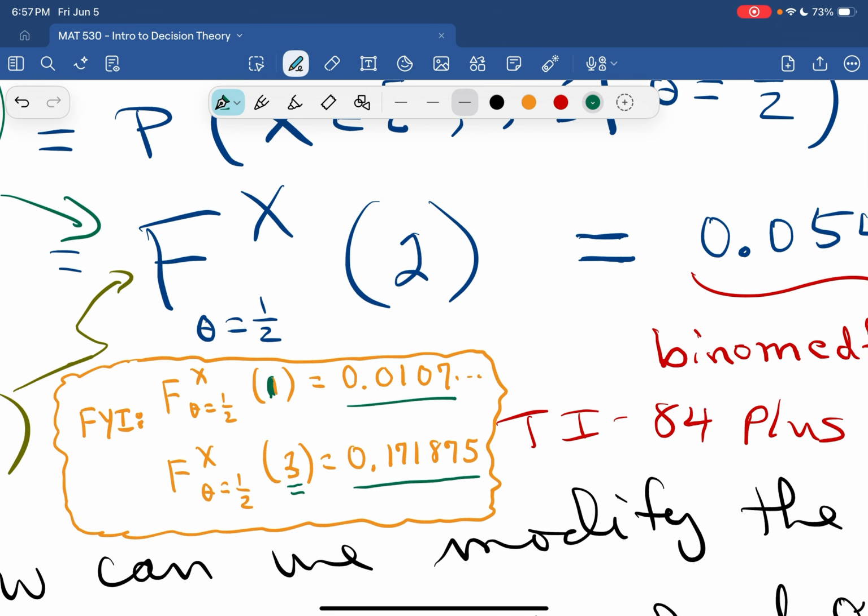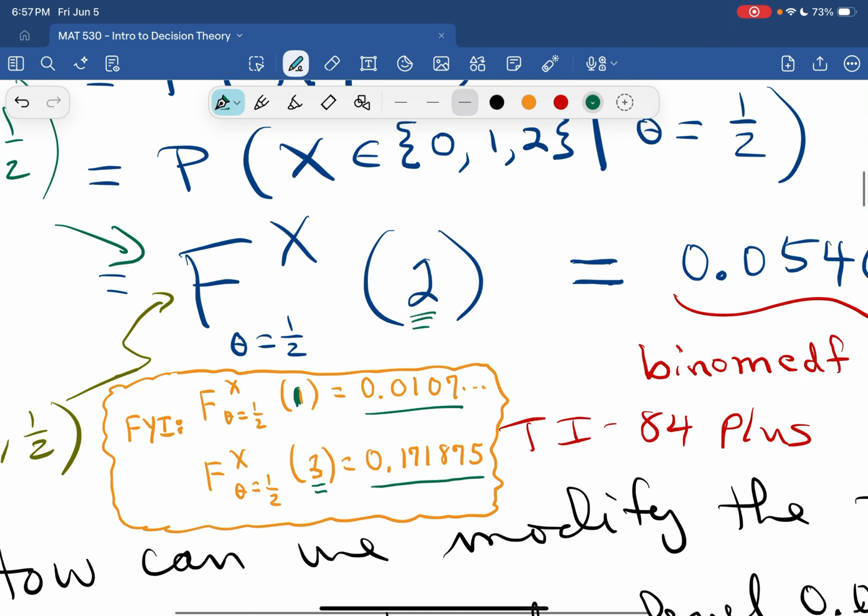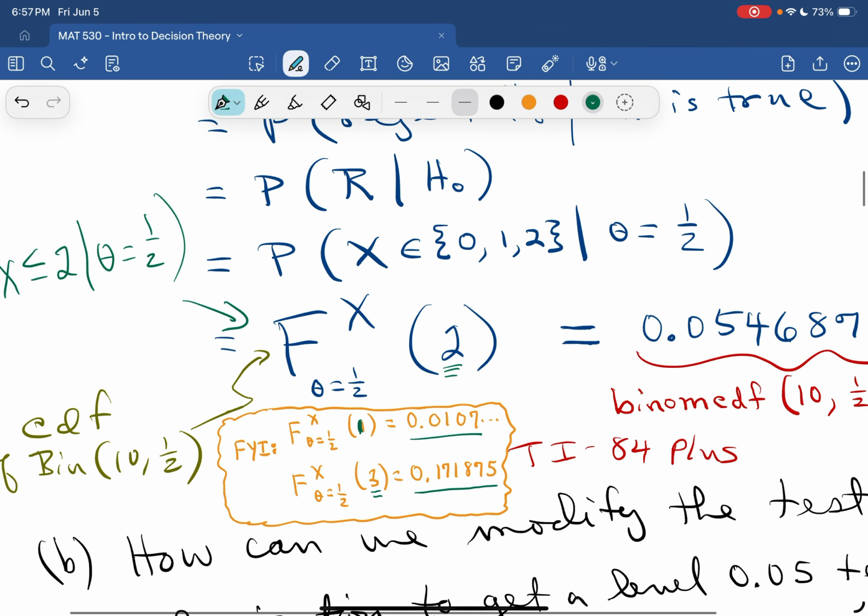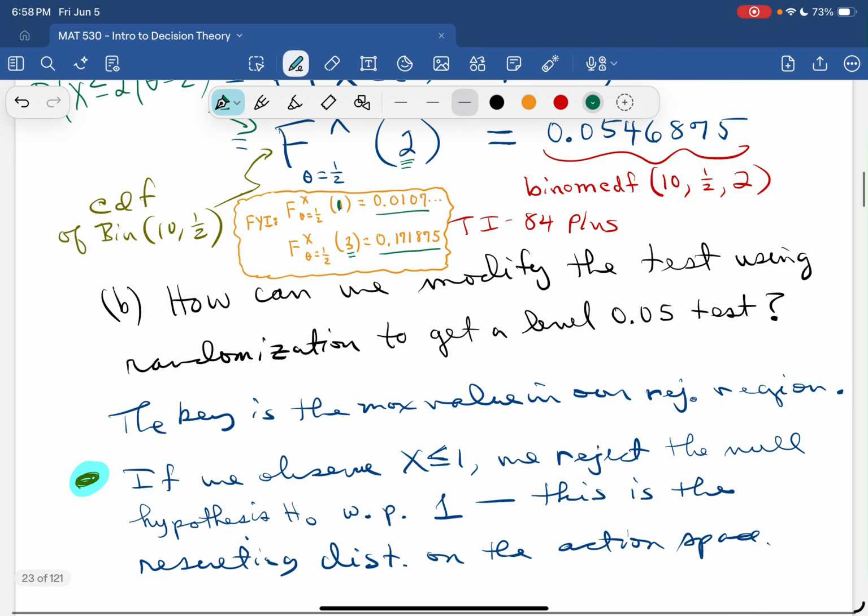The question is, what do we do if the number of successes we observe is 2? Then how are we going to deal with that? So let's see, what do we do there? And like I said, the key is in that maximum value, that 2.